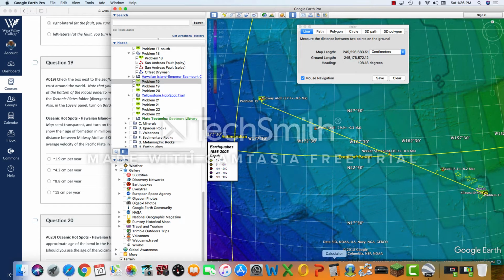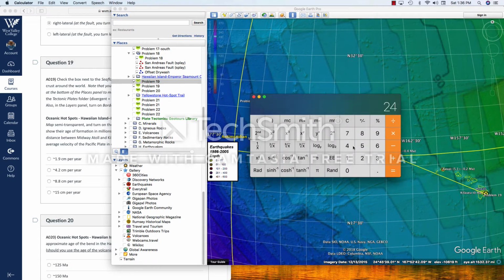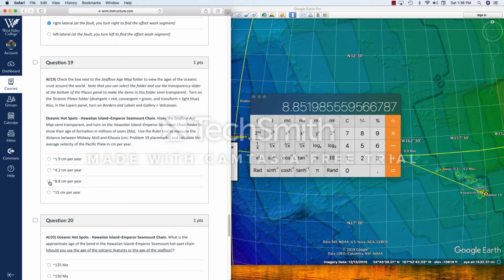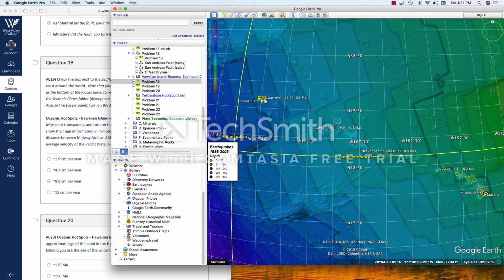So remember this number, 245.2 million. So what we do here, we take the 245.2 million and we're going to divide it by the 27,700,000. And we get 8.9 centimeters per year. So, and there it is, 8.9 centimeters. So we'll pick that one there. So that's how fast this Pacific Plate is moving over this hotspot, right? So 27 million years ago, Midway Atoll was the active volcano.